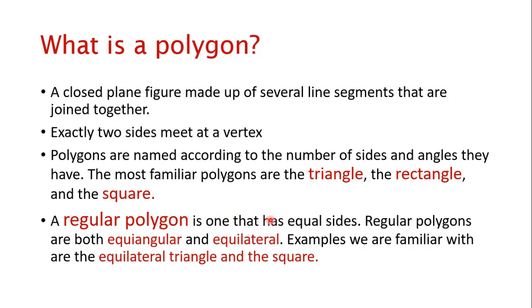A regular polygon is one that has equal sides. So regular polygons are both equiangular, meaning all the internal angles are the same, and equilateral, meaning it has all sides equal. Examples that we are familiar with are the equilateral triangle, which has all three sides and all three internal angles equal, and the square, which also has all four sides equal and all internal angles the same. So a polygon which has these features, equiangular and equilateral, is called a regular polygon.